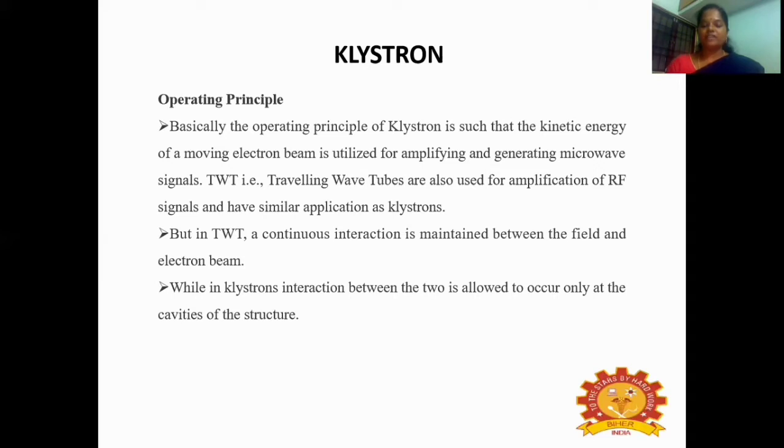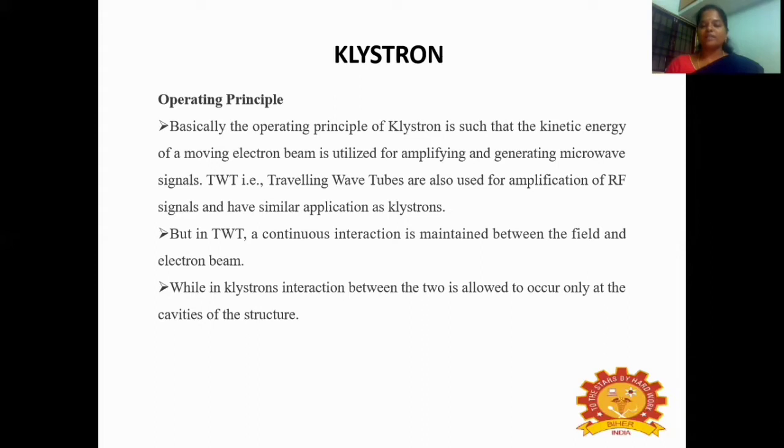But in the case of the klystron, the interaction between the field and the electron beam occurs only at the cavities of the structure. There are two cavities, the buncher and the catcher cavities. Only in those cavities does interaction between the field and the electron beam occur. This is the main difference between the traveling wave tube and the klystron. Both come under microwave tubes.